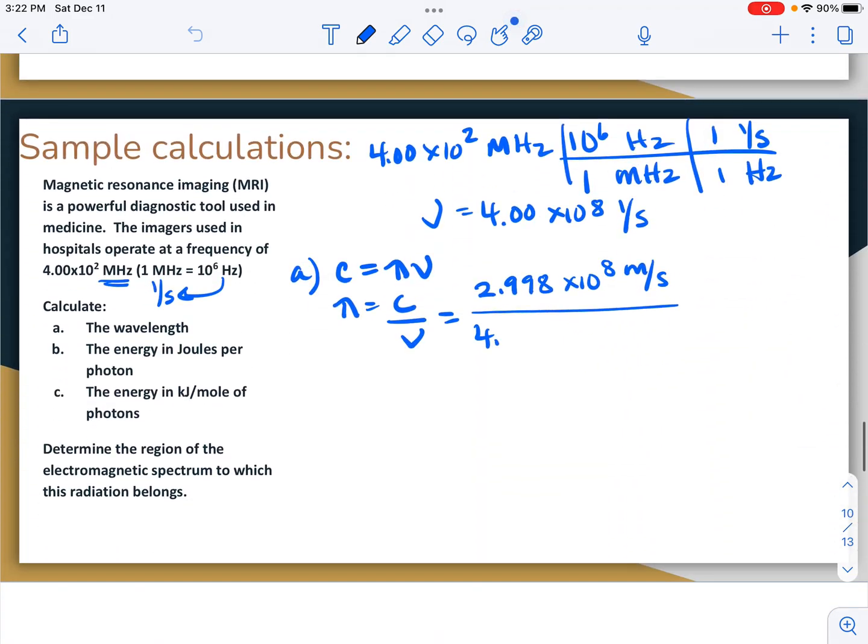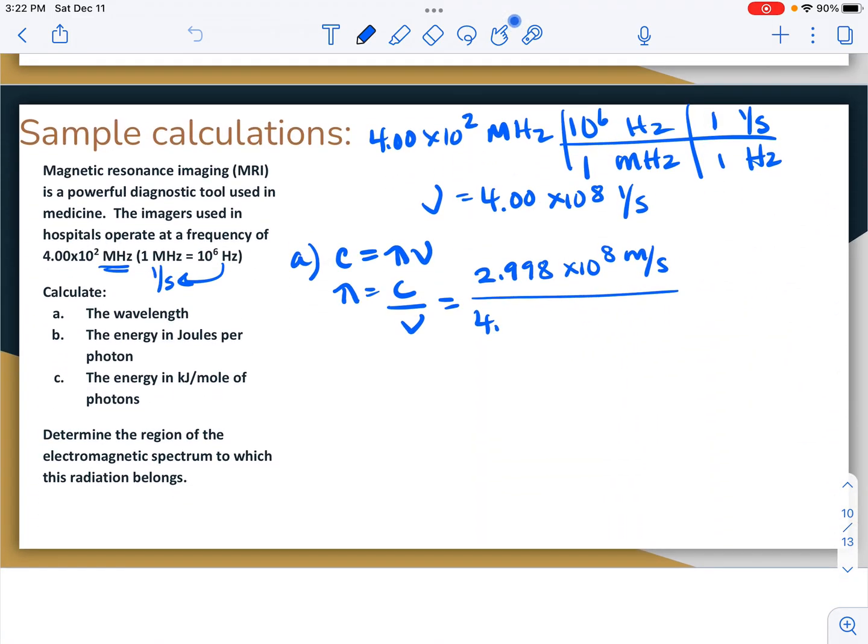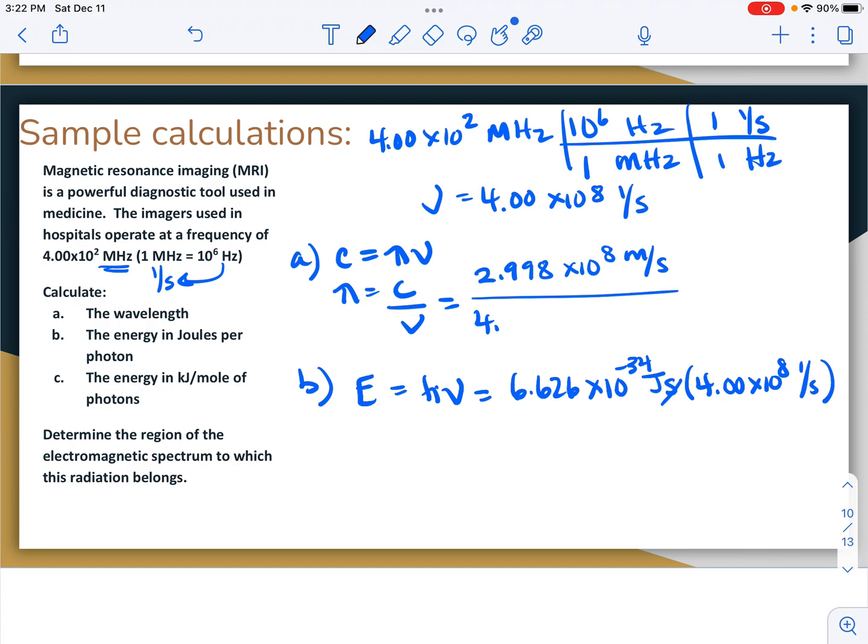So in the second part of this calculation, we're going to calculate the energy in joules per photon. This would be E equals, I could use either formula, but since I know the frequency, it's fastest to use H times frequency. So this will be 6.626 times 10 to the negative 34th joules seconds times the frequency, which I converted already to per second, so 4 times 10 to the 8th per second. The seconds cancel, leaving me with joules.